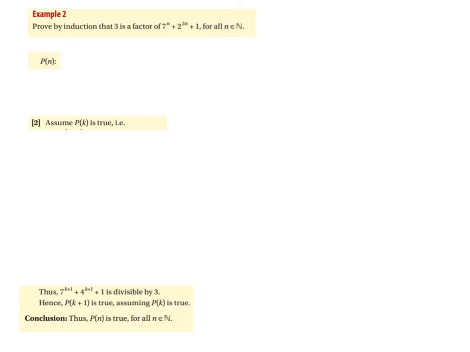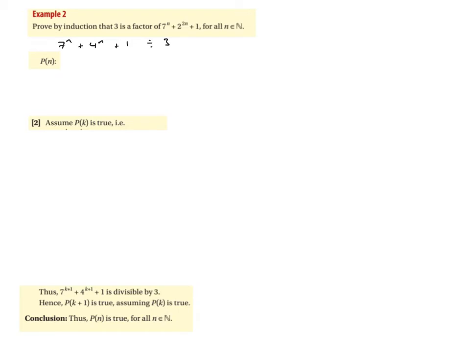Okay, so it's proved by induction that 3 is a factor of 7n plus 2 to the 2n plus 1 for all values of n. Okay, let's just tidy that up a little bit. 7 to the n, that's fine. We should be happy now that should be plus 2 squared to the power of n, which is 4 to the n. And then we've got the plus 1. Okay, so that's just tidying it up a bit. So that should be divisible by 3. Remember, if 3 is a factor, it's the same, it's divisible by 3.